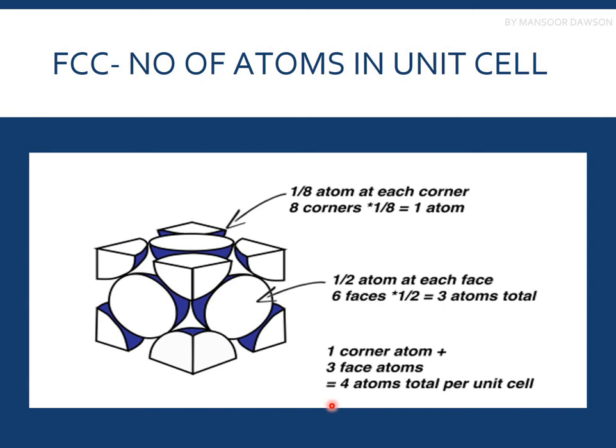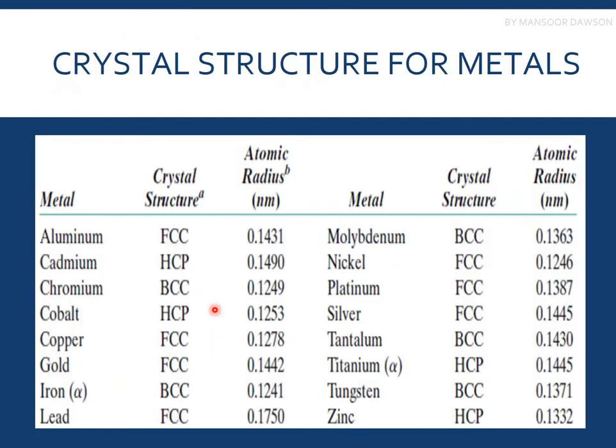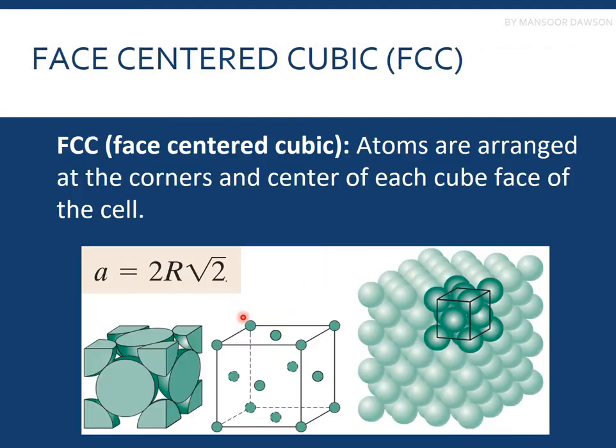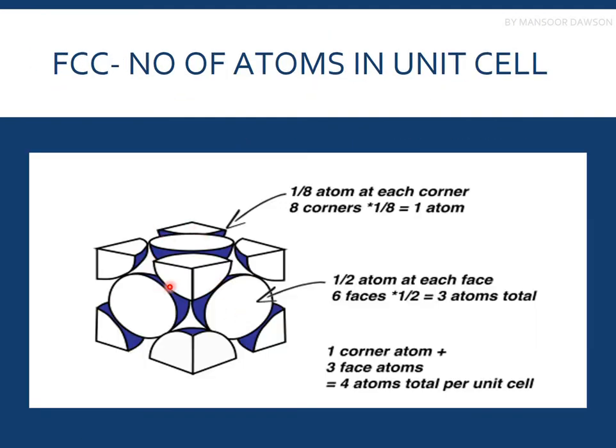So if we count the number of atoms first in an FCC structure, so basically this is an FCC crystal structure in which you can see that we have atoms at each of the 8 corners, and one atom at the face. So we have studied in the unit cell that if this is an atom, this would be in contact with 8 other cells.